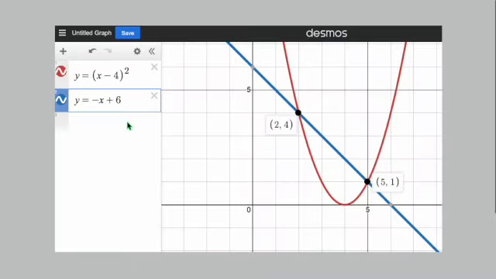And just to show you graphically, I went ahead and put those equations into Desmos, and lo and behold, 2 comma 4 and 5 comma 1. So whenever you get a chance and you have access to a graphing calculator or a computer and can use something like Desmos, do it, and then you can also check graphically to see if your equation answers are actually correct.